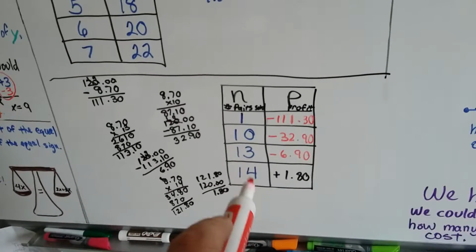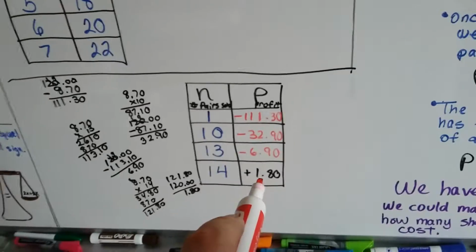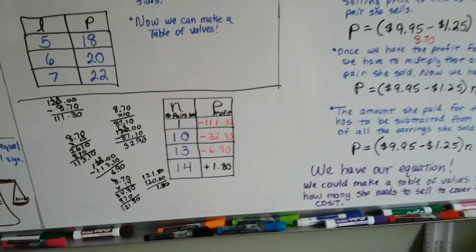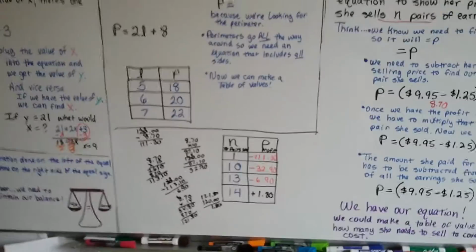So I realized that she needs to sell 14 pairs of earrings before she's even really going to start to make a profit to cover the cost of that booth. See? And then after that, it's all extra for her, okay?